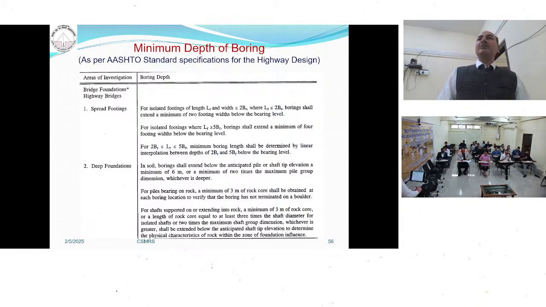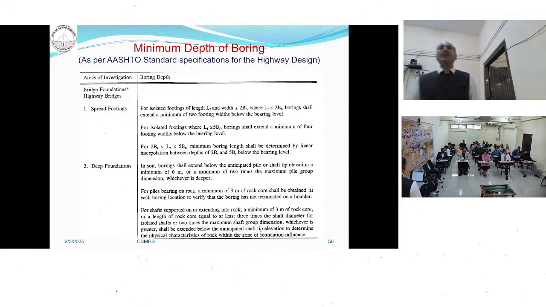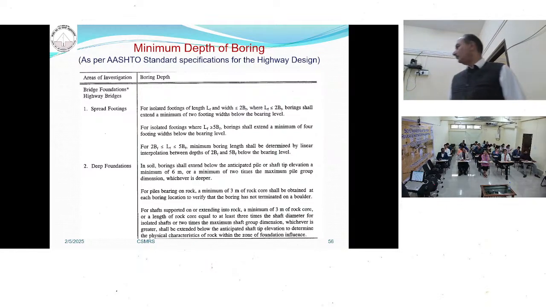So now you know the various drilling methods. Now the question is how much depth you have to make the borehole, how much depth you have to do the investigation. So there are some guidelines. In case of a spread footing, a normal footing, we investigate twice the width of the building or structure. In case of a deep foundation, twice the height of the dam.